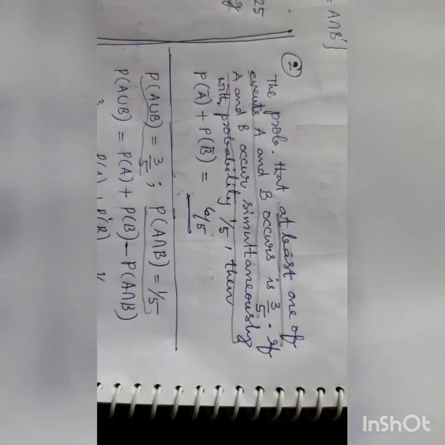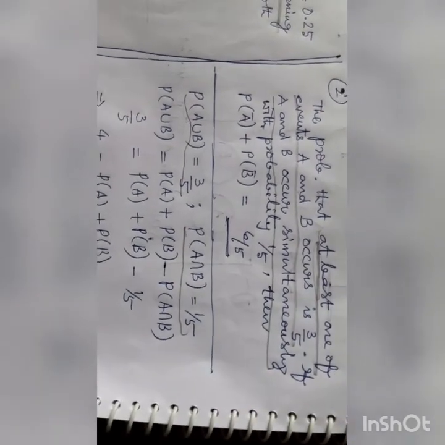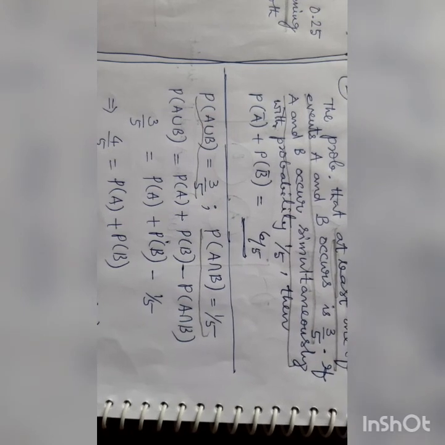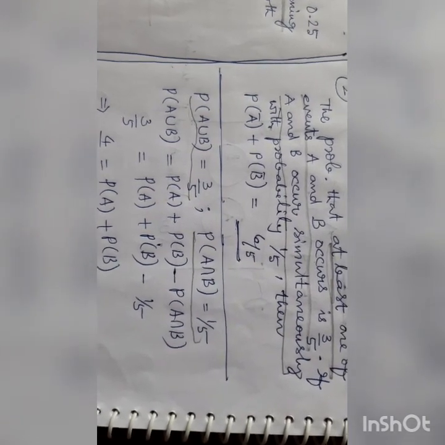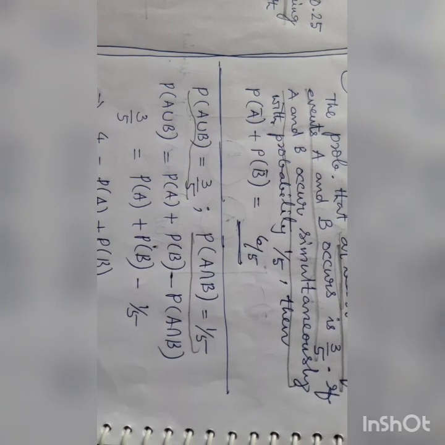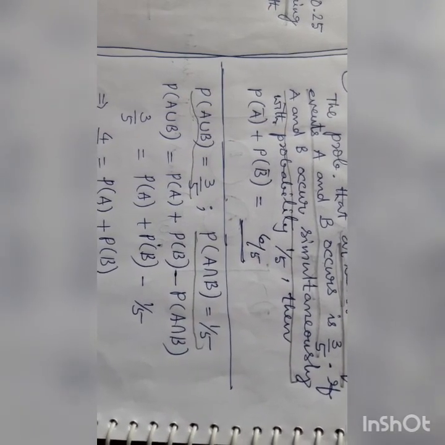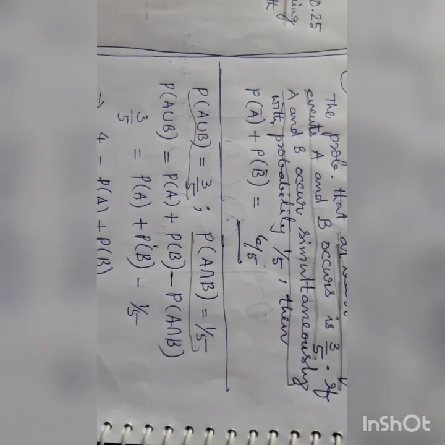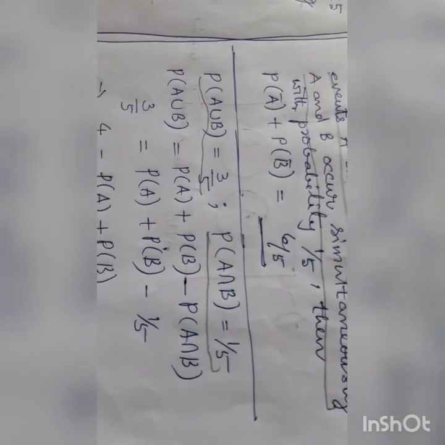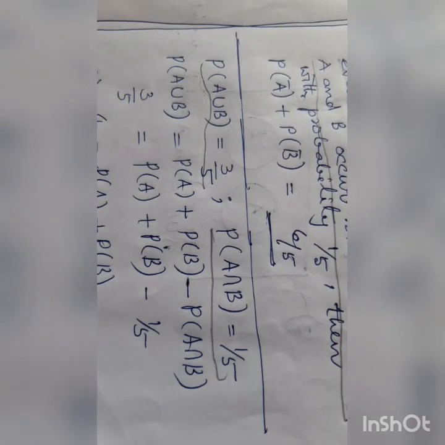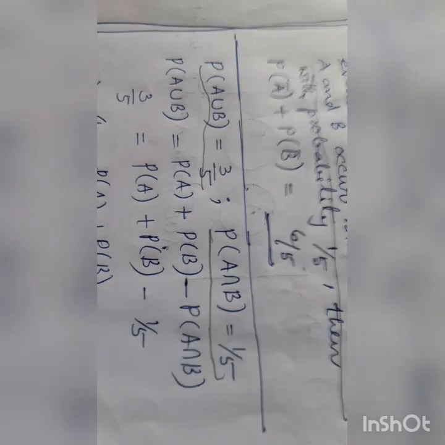These types of terminology, these types of phrases used in probability questions, you must understand. Now, you are given P of A union B is 3 by 5, P of A intersection B is 1 by 5. P of A union B formula, the addition formula, is P of A plus P of B minus P of A intersection B. So 3 by 5 equals P of A plus P of B minus 1 by 5.